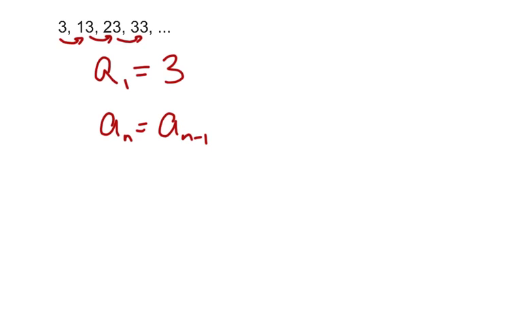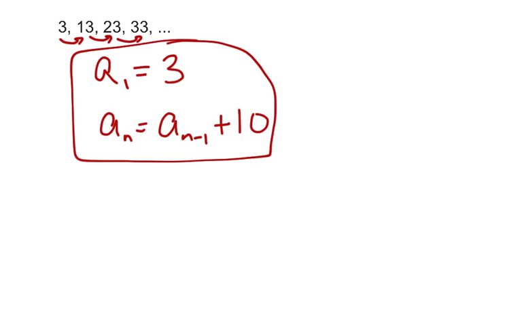So let's write the recursive formula for this sequence. Remember, there are two parts. The first part tells us where we start, and we're starting here at 3. And now how do I get to the next one? If you notice, we're adding 10 each time. So to find the nth term, I'm going to take the one previous to it, the n minus 1th term, and add 10. And there's my recursive formula.